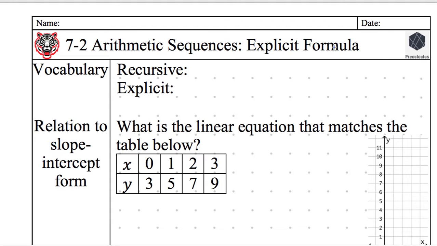Precalculus. We had a very long, fun warm-up. Today's date is February 12th, 2/12. We have the notes in front of us.